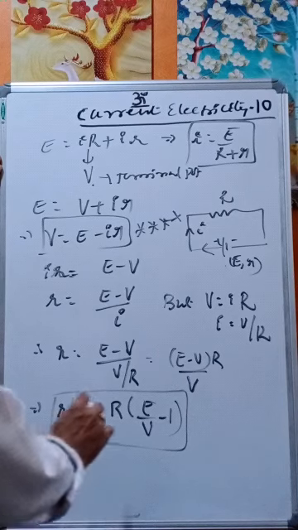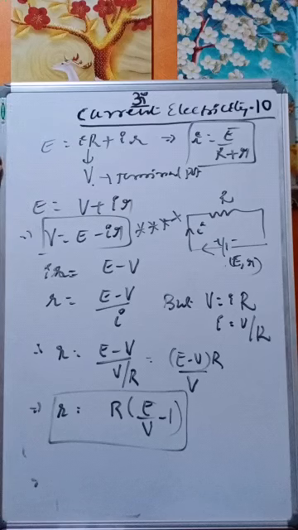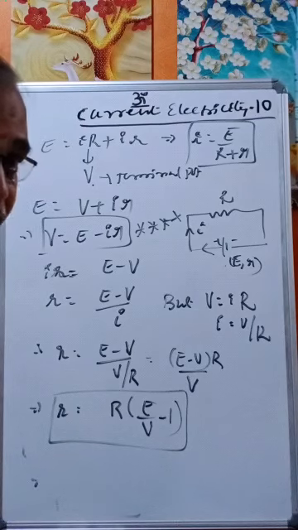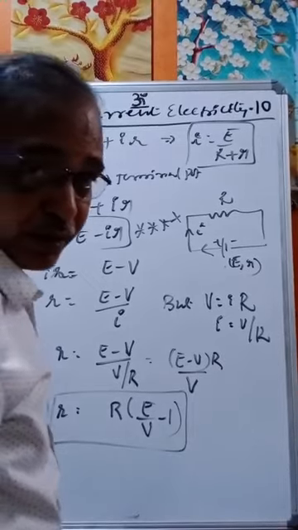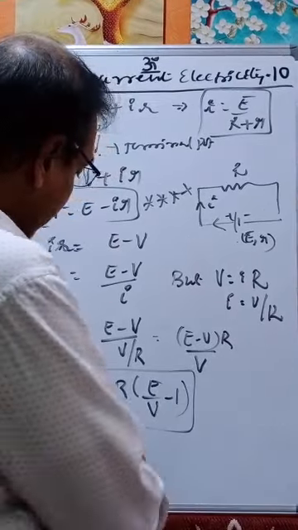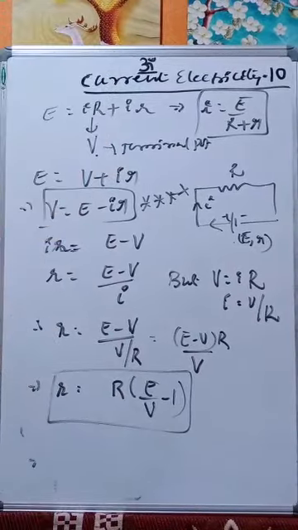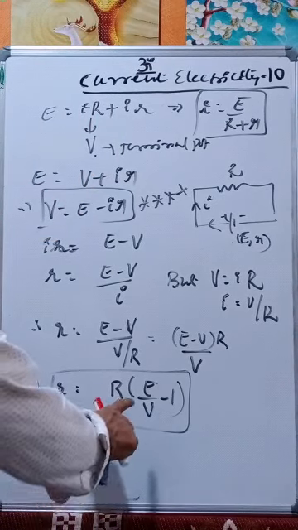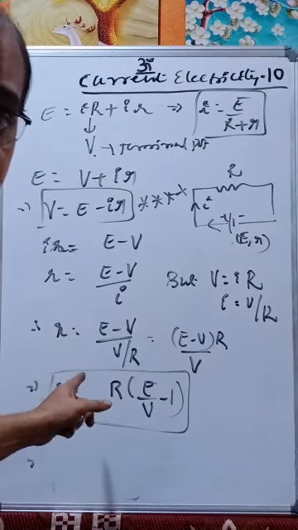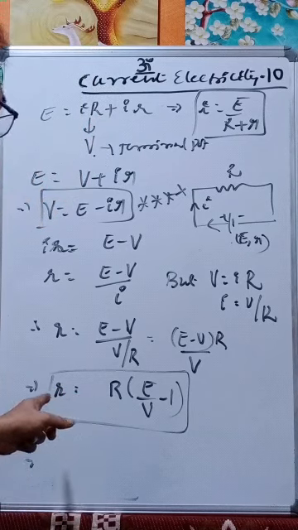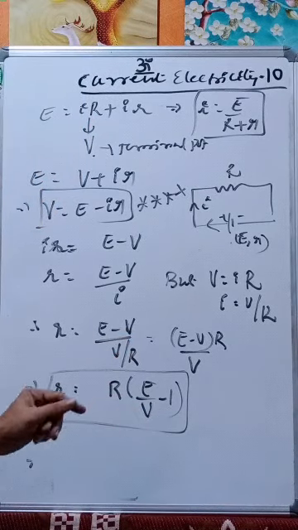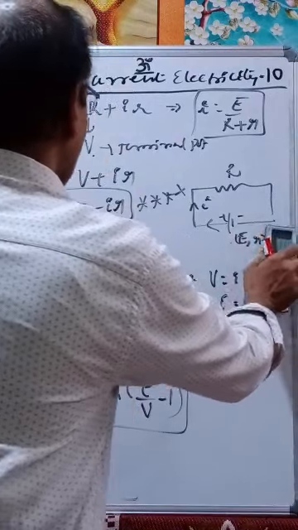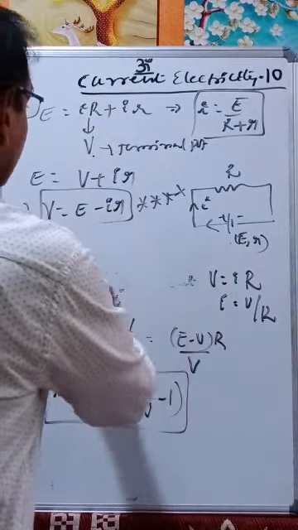Okay, this is about the internal resistance r. Internal resistance r is equal to R into (E by V minus 1). This is the important one in doing problems: how to calculate internal resistance when you are given the terminal potential, the EMF of the cell, and the external resistance R. Now let us see the directions.